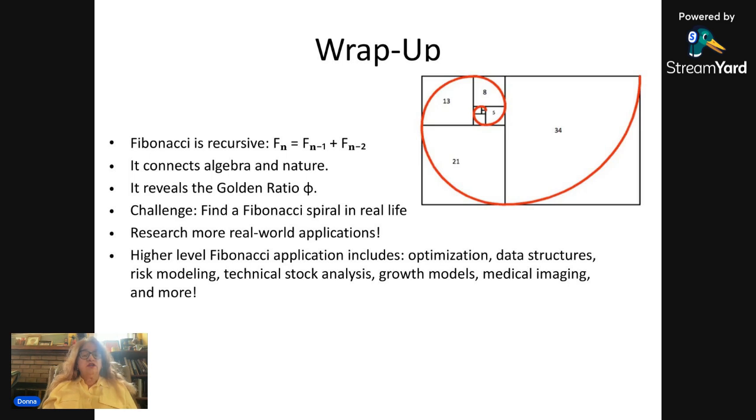And one of the challenges that we might have for a project in this class is to talk about how a Fibonacci spiral or sequence or even numbers are found in real life, and research additionally some of the real world projects that we talked about. Again, being in optimization, data structures, risk modeling, technical stock analysis, growth models, medical imaging, and much, much more. The sky's the limit with the Fibonacci numbers.